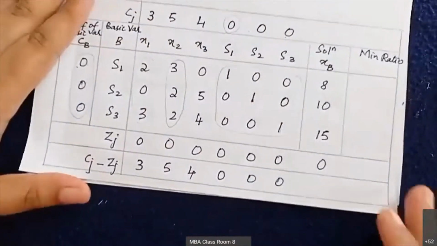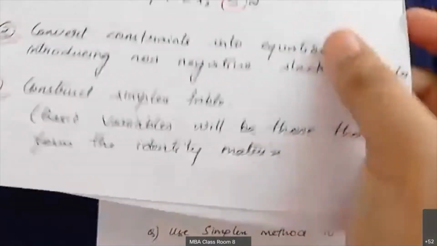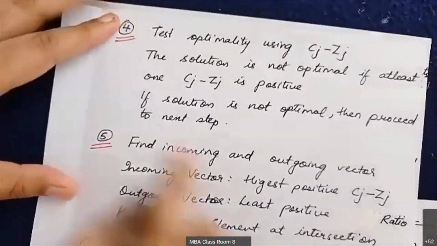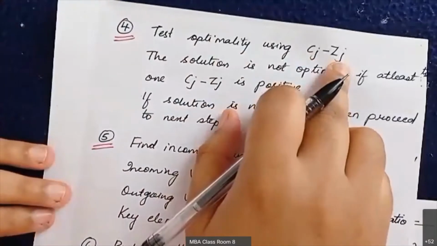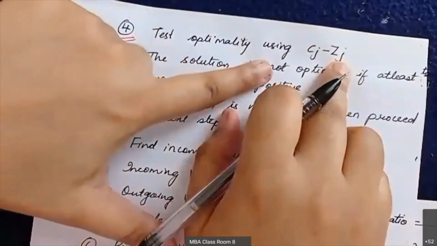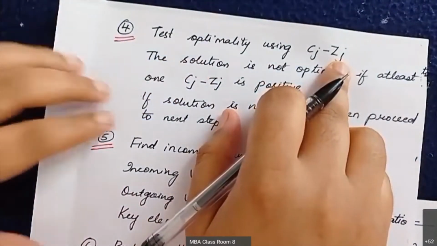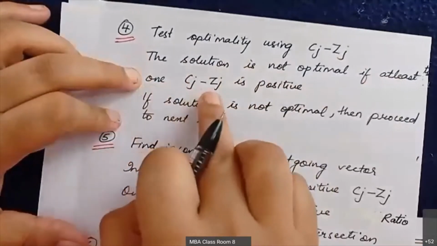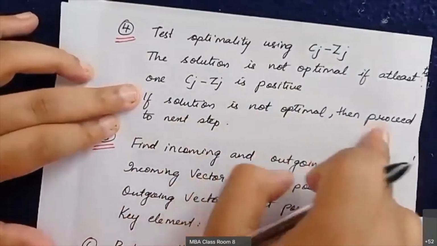Now we have to check whether we have reached the optimal solution. We'll go to the steps and see what is written there. Fourth step: test optimality using Cj minus Zj. Just now we found Cj minus Zj in the simplex table. Optimality means we are checking whether this is the final solution. The solution is not optimal if at least one Cj minus Zj is positive. If the solution is not optimal, then proceed to the next step.